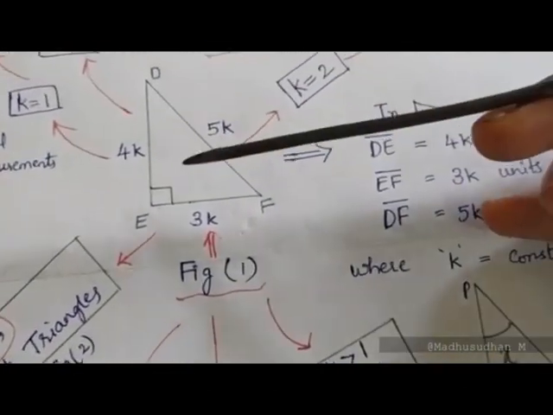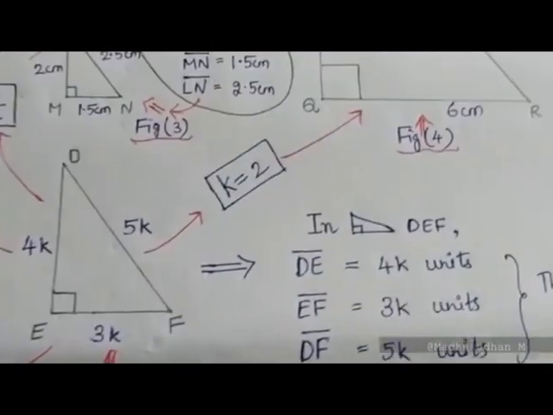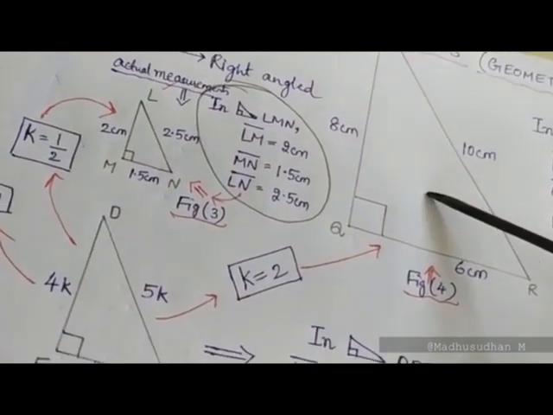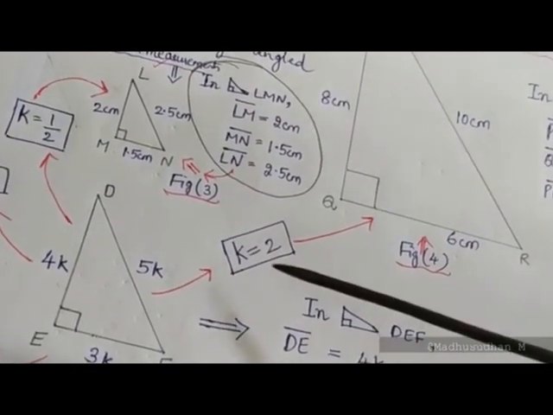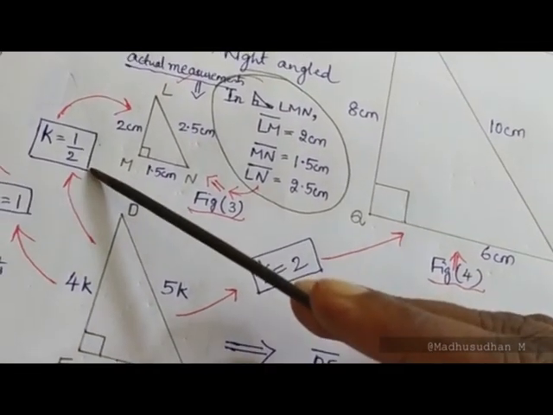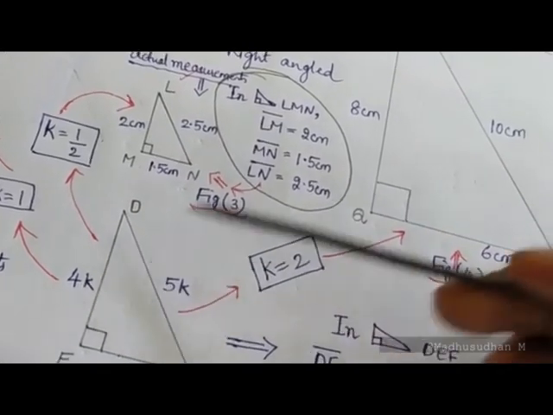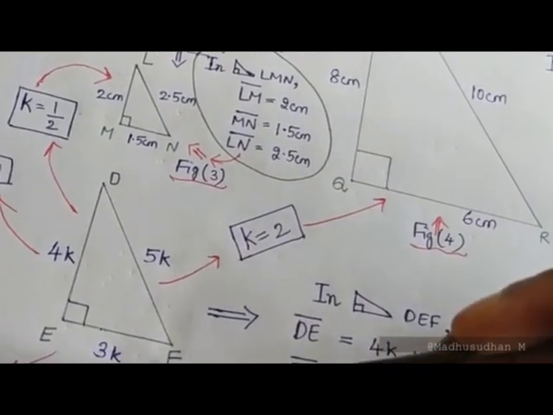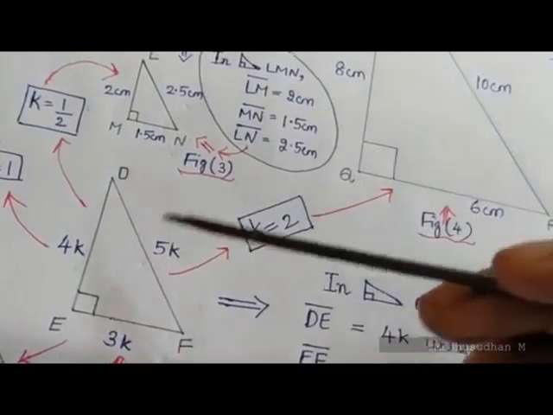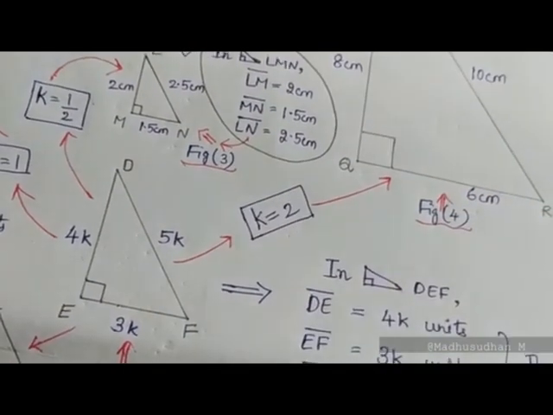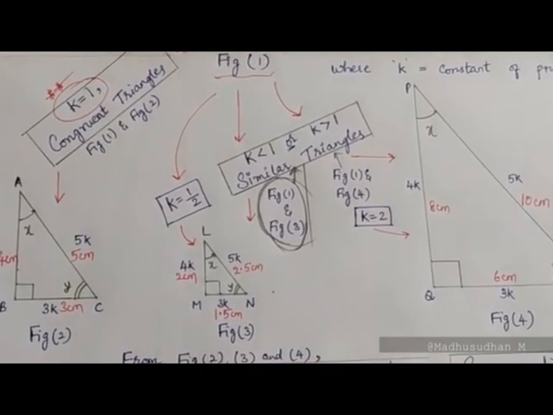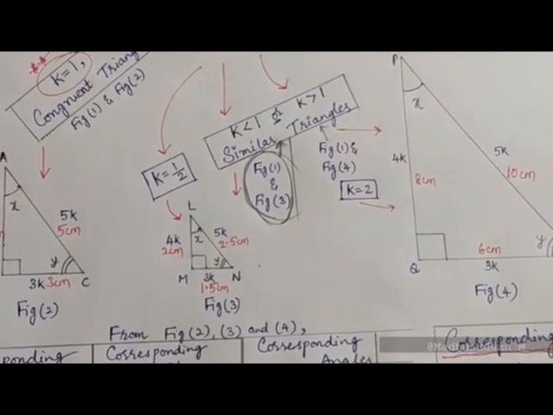So now if I compare figure 1 with figure 4, we can identify that whenever k is greater than 1 or whenever k is lesser than 1, you can compare these two figures, comparing figure 3 and figure 1. If k is lesser than 1 or k is greater than 1, then those two geometrical figures are called similar figures.